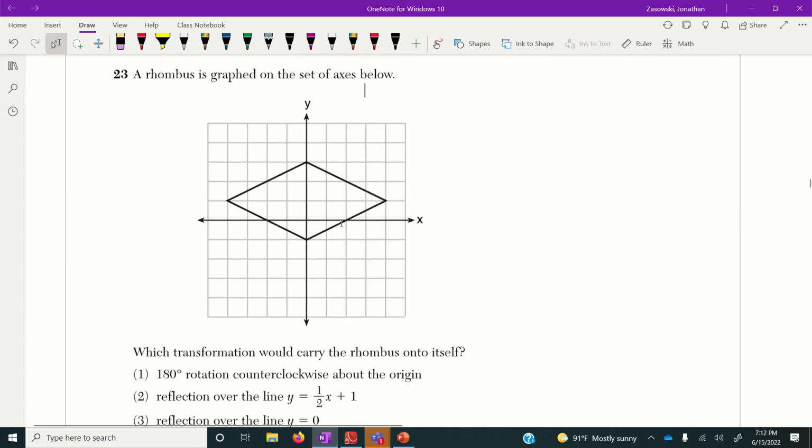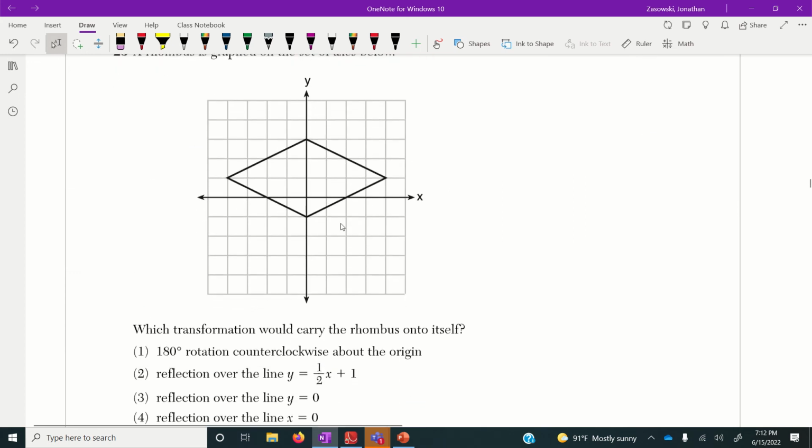All right, 23. The rhombus is graphed below. Which transformation would carry it onto itself? So we would want to end up with the same shape back. So if we rotate 180 degrees about the origin, right? Not going to work. If you flip your paper upside down, right, it's going to basically end up like this. Okay? That's going to be the shape we end up with when we rotate 180. So that's not going to work.